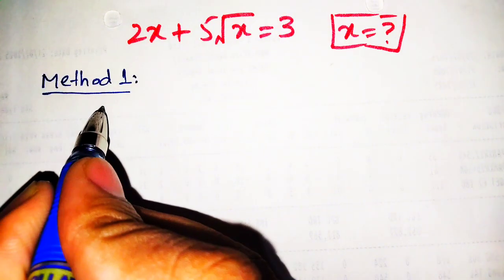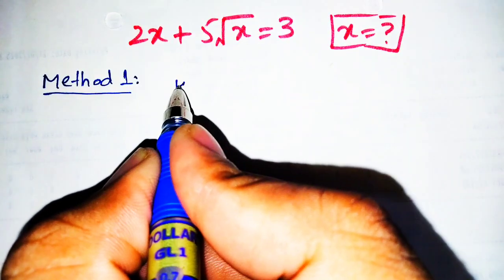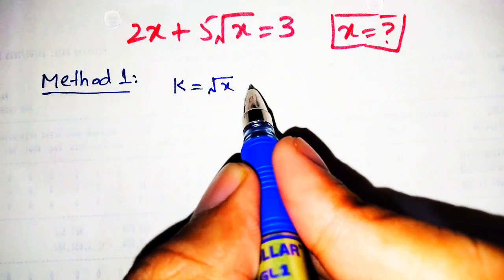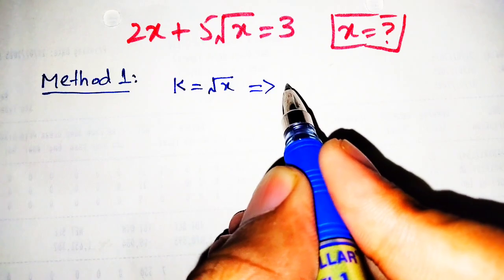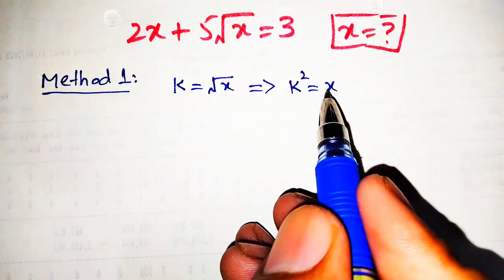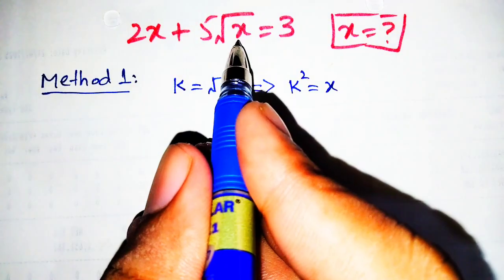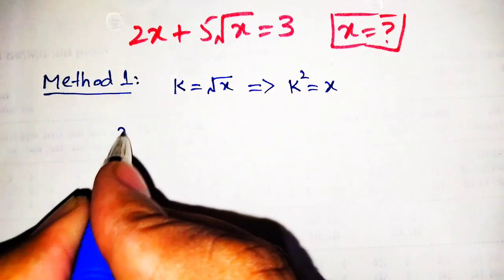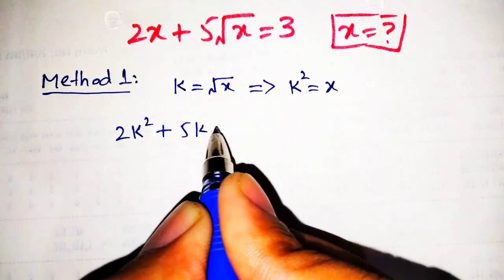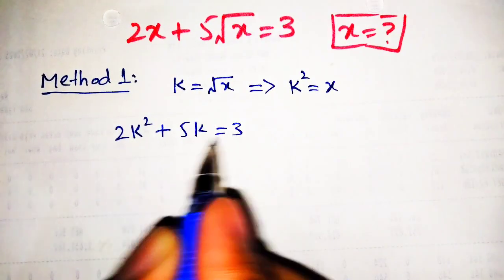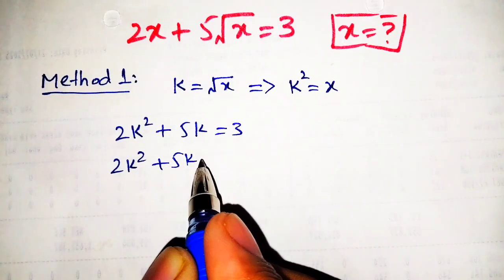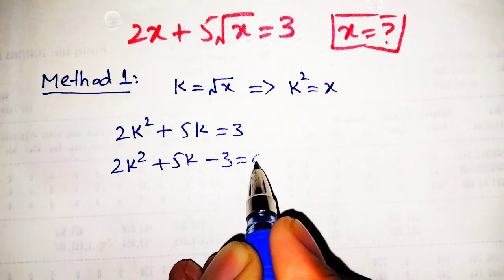In method one we assume that this square root of x is equal to k, that is k is equal to square root of x, or if we take square on both sides it means that k square is equal to x. Now putting these values of x and square root of x in this equation we will get 2 times k square plus 5 times k is equal to 3, and rearranging this, 2k square plus 5k, taking this 3 towards the left hand side we will get minus 3 is equal to 0.